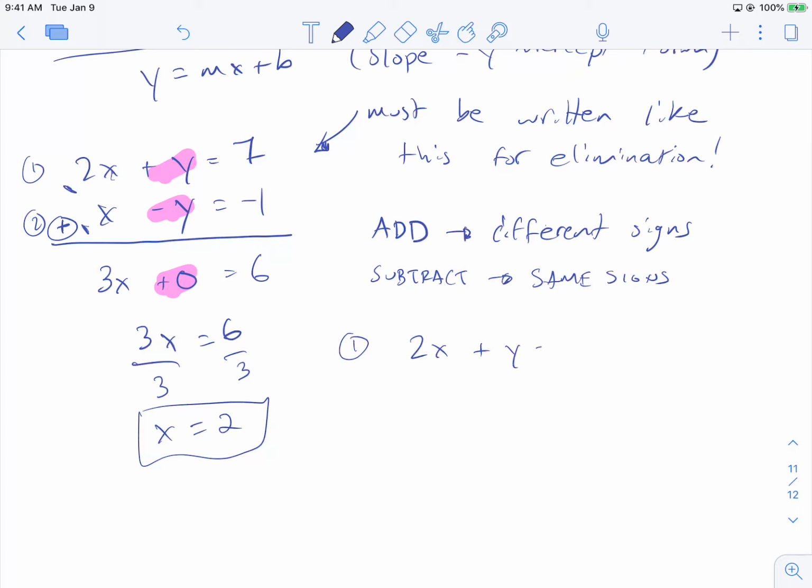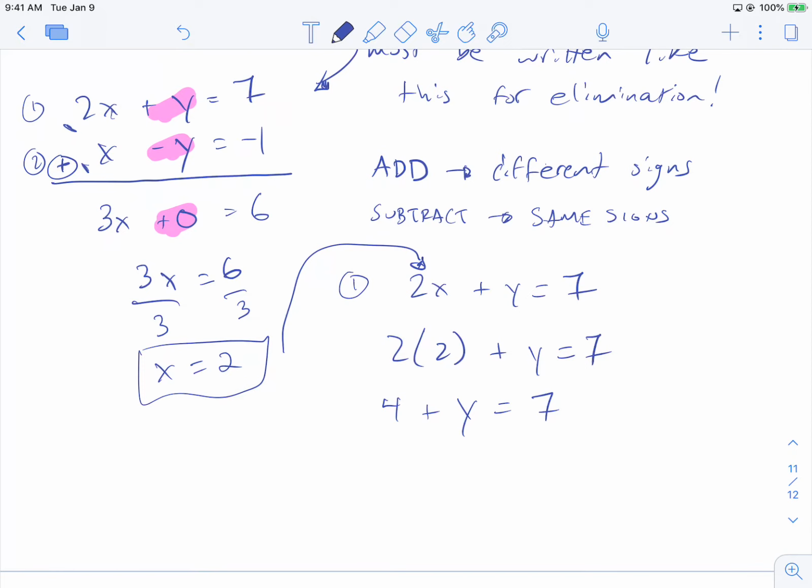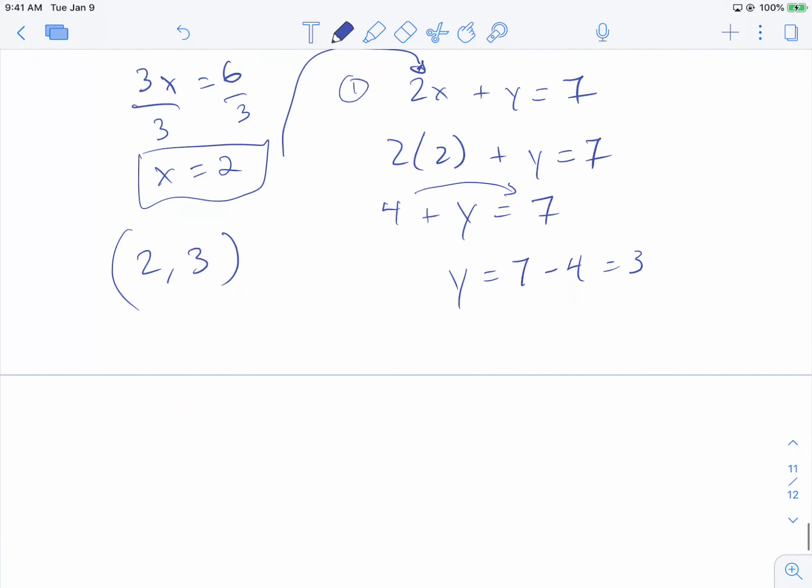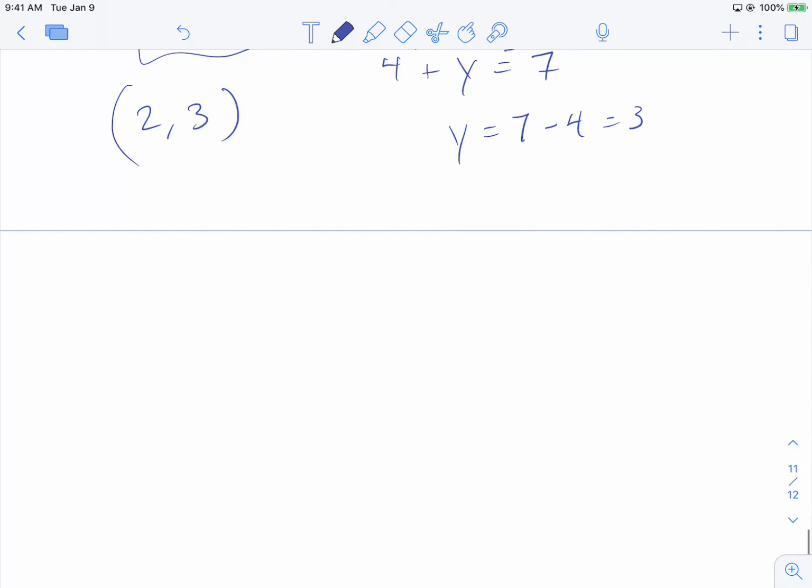2x plus y equals 7. I'm going to take that x equals 2, substitute it back in, and solve for y. 2 times 2 plus y equals 7. So I get y equals 7, and this was 4. I'll bring that 4 over, and I get y equals 7 minus 4, which equals 3. So my final answer is 2, 3. Okay, so that's a nice easy one.